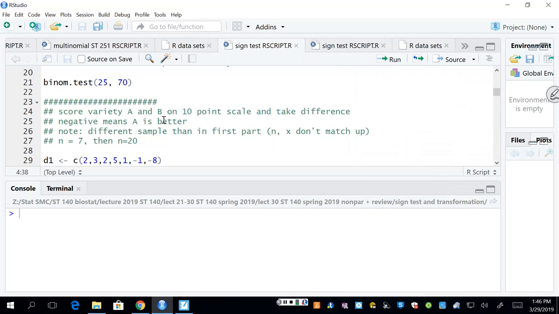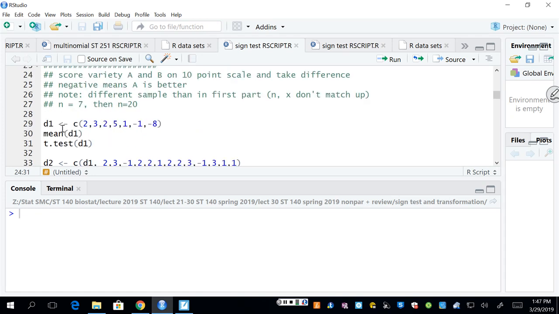So if we score variety A and variety B on a 10-point scale and take the difference, people score A and they score B. Maybe you randomize the order. Some people taste A first and then B, and other people taste B and then A. So you randomize that, blinded so they can't see which one it is. And then you take the difference. A negative is going to mean that A is better. And let's say these are our 1, 2, 3, 4, 5, 6, 7.